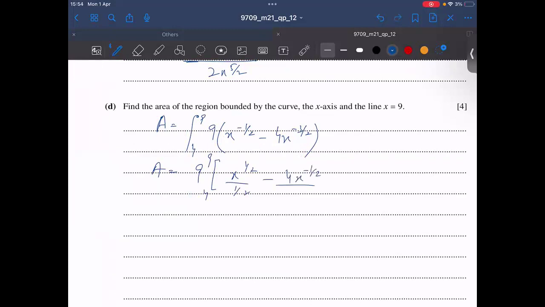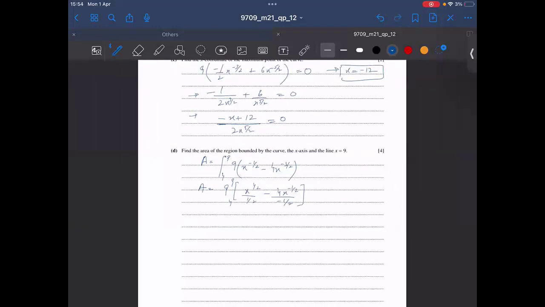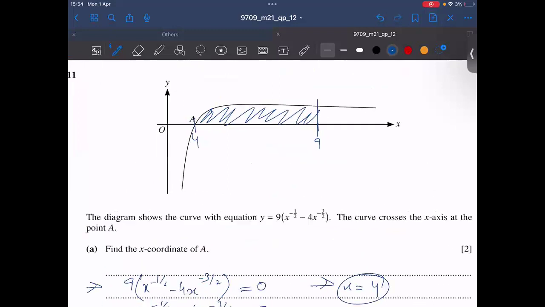Sir, how did we take this 4 as the limit? 9 is correct, how 4? Find the area of the region bounded by the curve and the x-axis. So your curve is basically intersecting the x-axis where the x-coordinate is 4. Of course, you don't have any part of the curve under the x-axis. You don't have any area under the curve when x is less than 4. So of course you're going to have the limit as 4, the lower limit. From 4 to 9, you have the area of the region under the curve bounded by the x-axis.